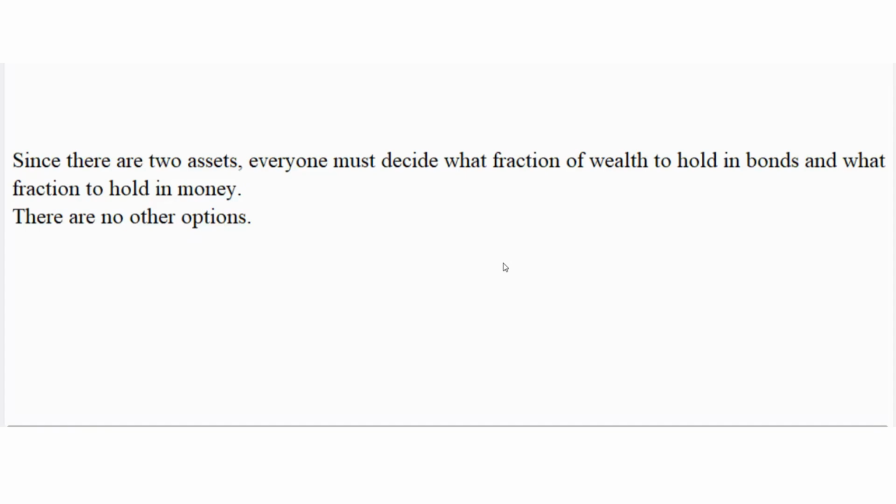We were looking at chapter 4 of the text related to financial markets, where we said that the assumption is that we're assuming that there are only two financial assets in which you can keep your wealth, money and bonds. Since there are two assets, now everyone must decide what fraction of wealth to hold in bonds and what fraction to hold in money. There are no other options.